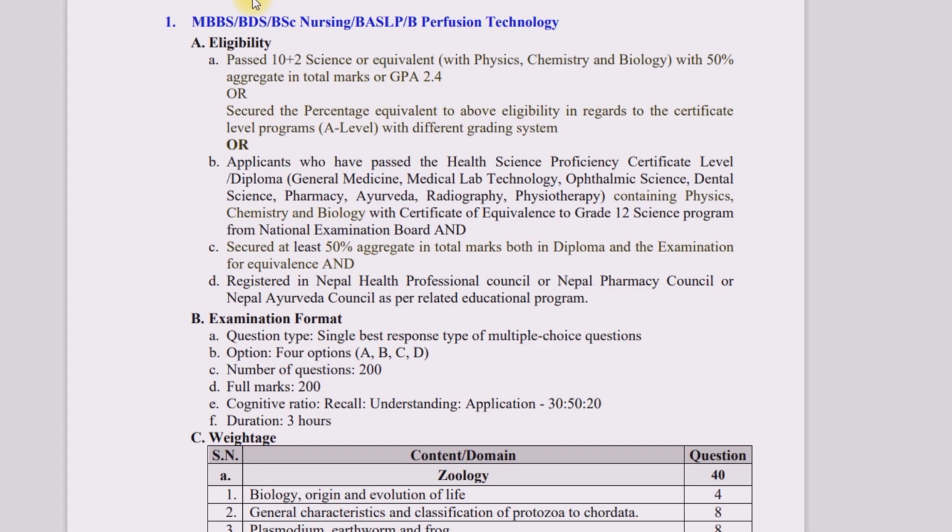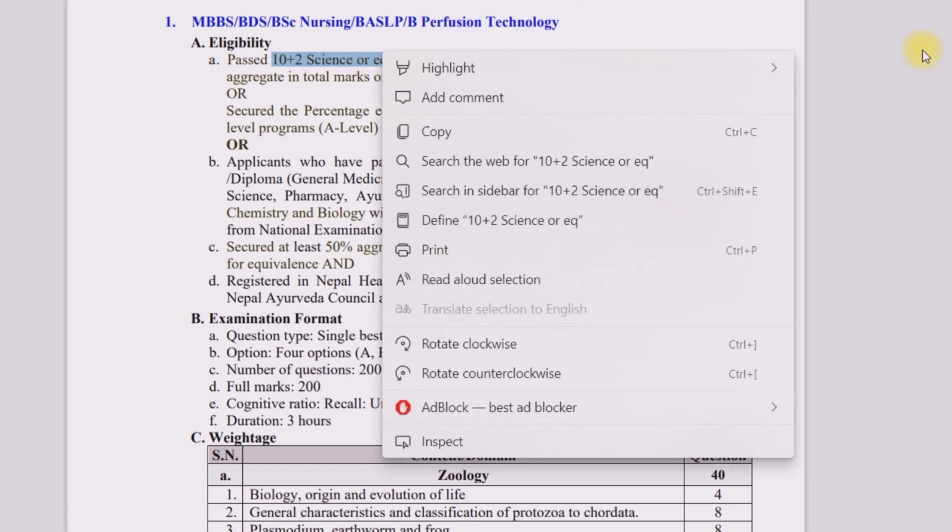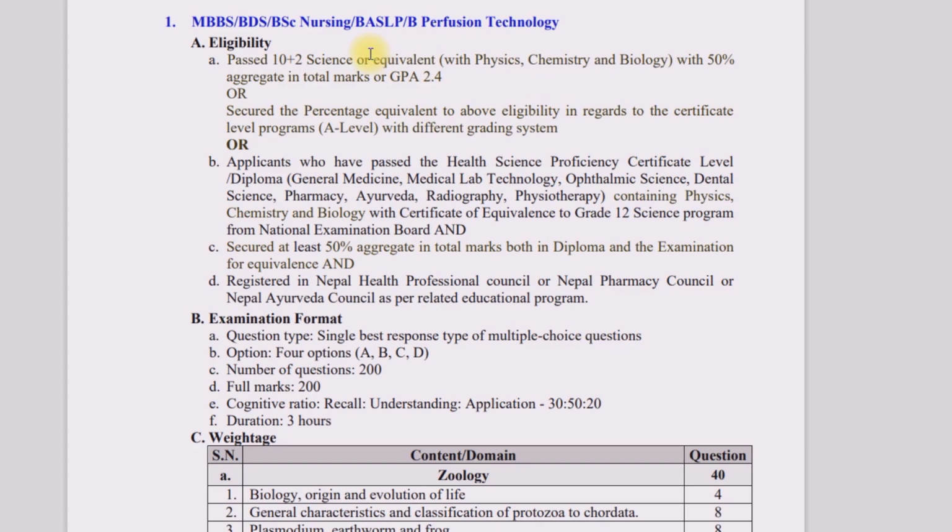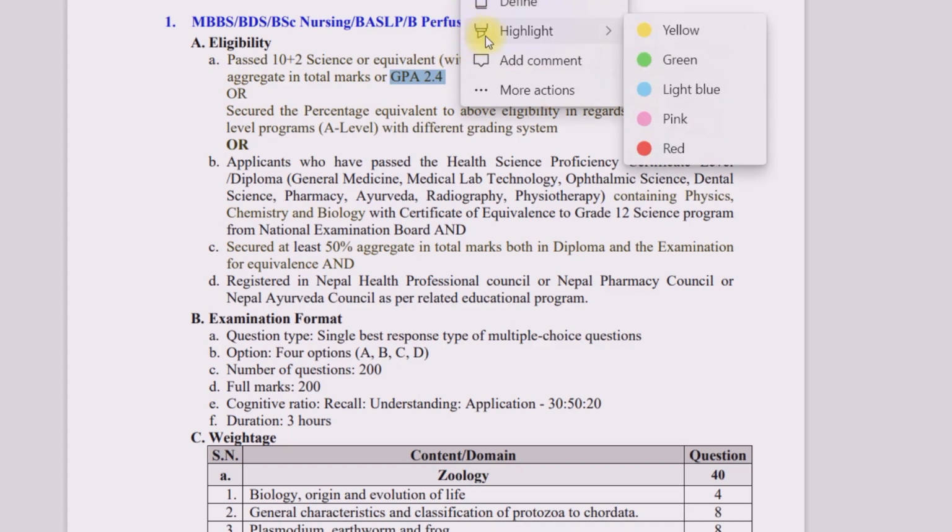So the eligibility is that the student has to pass his or her 10+2 science or equivalent level with a GPA of 2.4. So this is the minimum GPA score that you need to obtain.